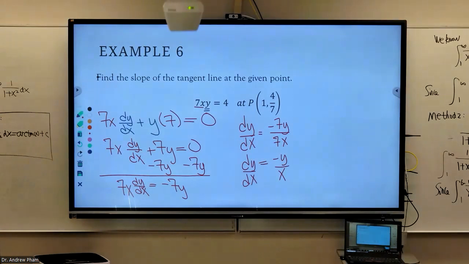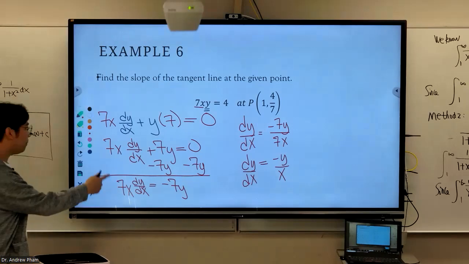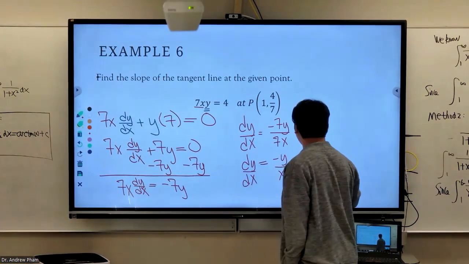All right, so I have my derivative dy/dx is negative y over x. But in the instructions, I'm not asking what the derivative is. I'm asking what the slope is at this point. So how do I get the slope of a line? Remember that the derivative is a function for my slope. That tells me I can plug in these numbers and it's going to give me the slope at that point. So all I have to do is plug in y and x.